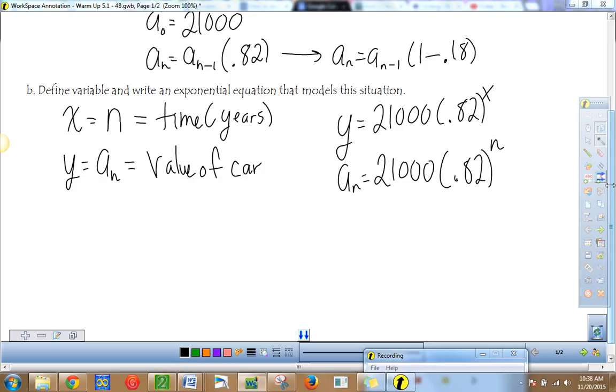What's the next one asking us about? 5 years, so you just put 5 in for n and solve, right? Yeah. Not too shabby. Not too shabby.